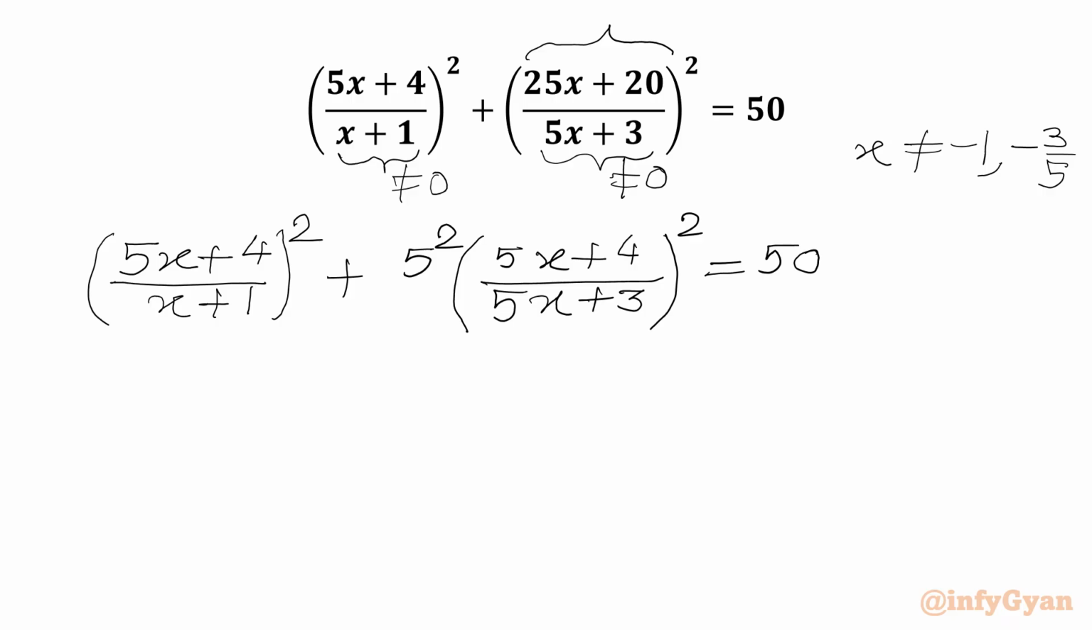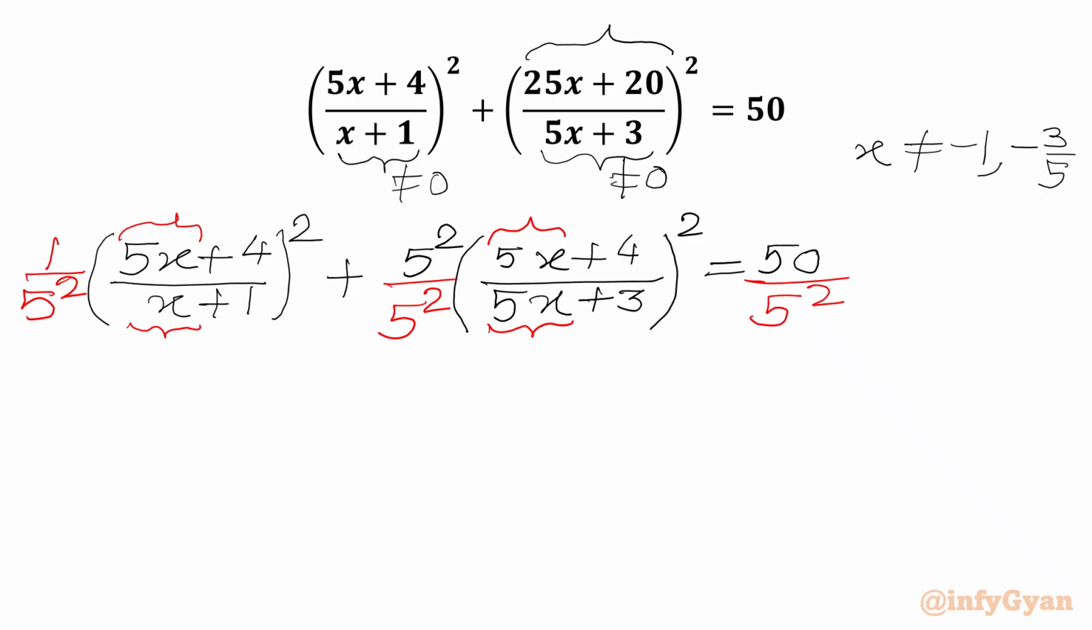Now we will divide our equation by 5 square. As we can see, we have 5x here, 5x here and 5x here, but we do not have 5x here. So let's try to maintain 5x in the denominator also. So we will divide this equation by 5 square, divided by 5 square, divided by 5 square.